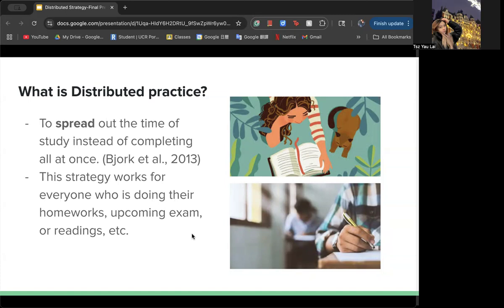And this strategy works for everyone who is doing homework, exams, or reading sessions.